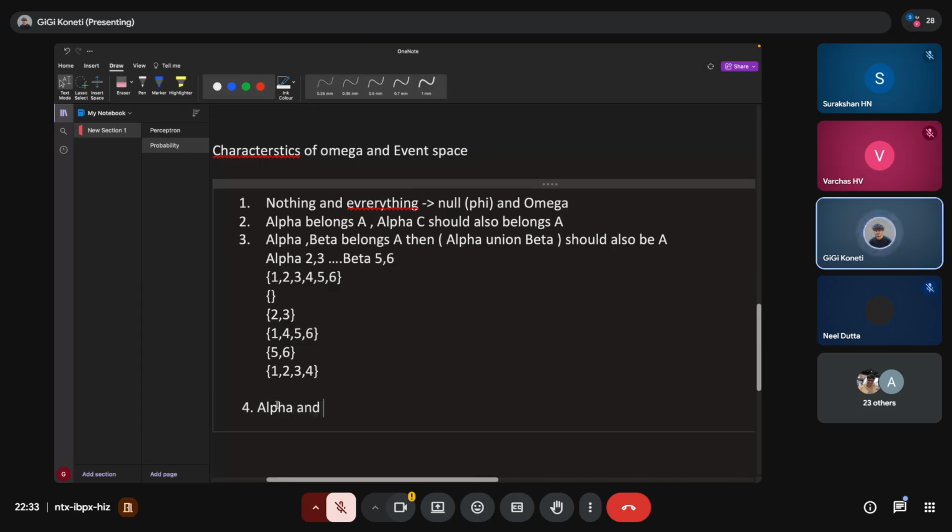Alpha and beta, here and means intersection. That should be equal to alpha complement and beta complement, the overall complement. So the complement of the intersection of alpha and beta should be equal to alpha complement and beta complement. If you write it as a note on paper, you will understand it. It is a very simple thing, just a mathematics principle.